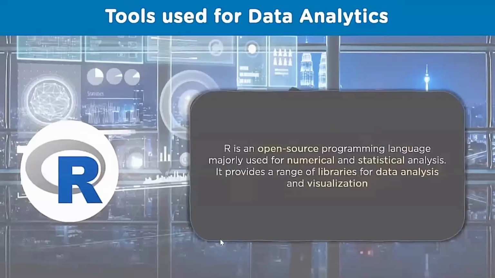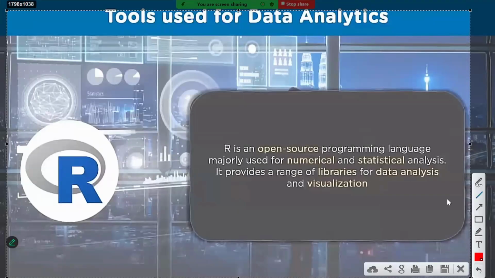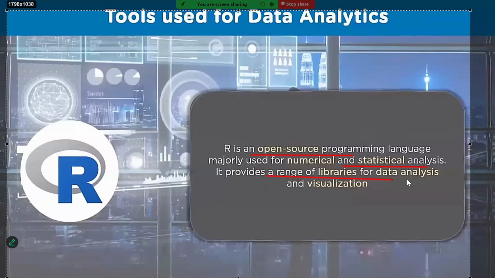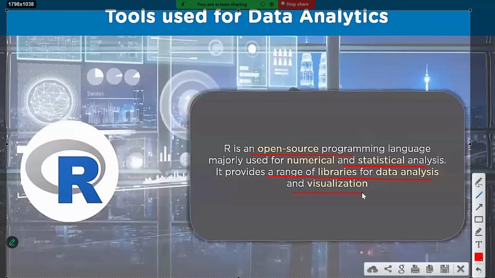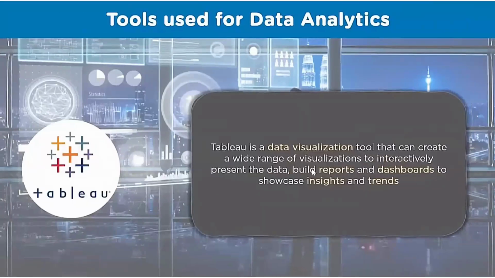And then R, this is another language which is used for data analytics. R is also an open source programming language. It is mainly used for statistical analysis, and it also has a lot of libraries for data analysis and data visualization. So we can do data analysis and data visualization using R as well. And then Tableau. Tableau is used for data visualization, guys. Using this, we will create different reports and all.